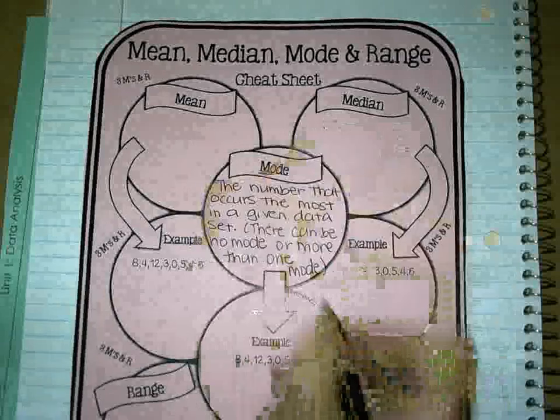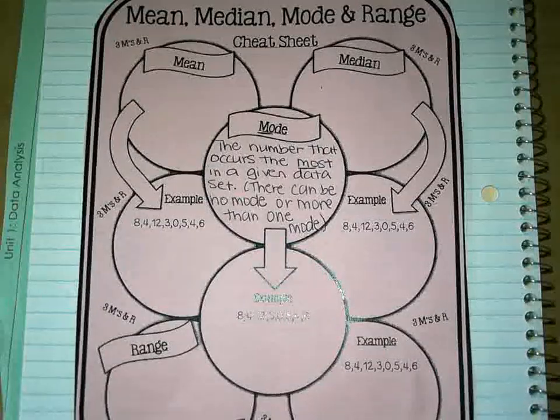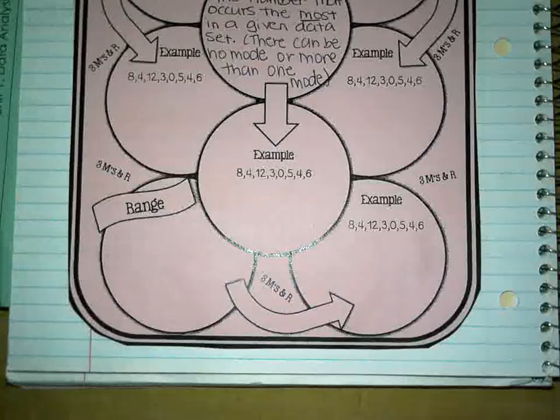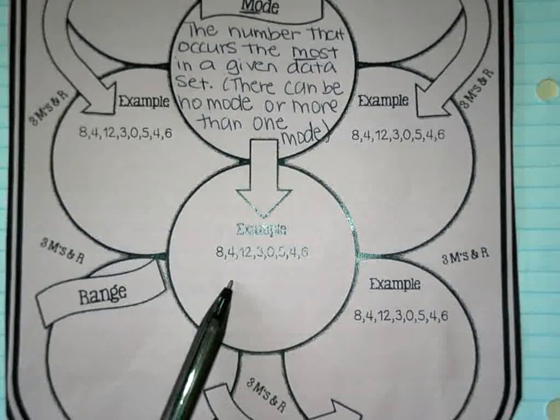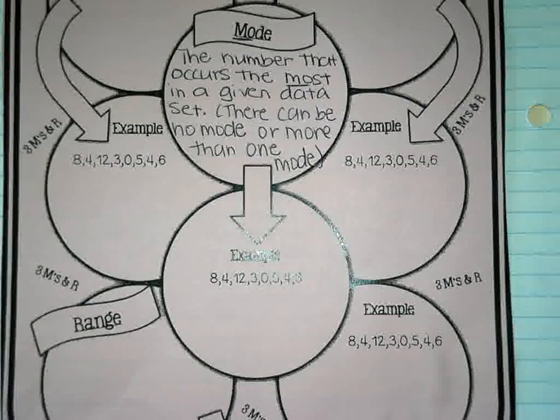Here's how you remember it. We say MO mode, MO most. So it is the number that occurs the most. If we look at the example, there's an arrow that goes down from it. And here's my example here. I have the numbers 8, 4, 12, 3, 0, 5, 4, 6. I need to find the number that appears the most.